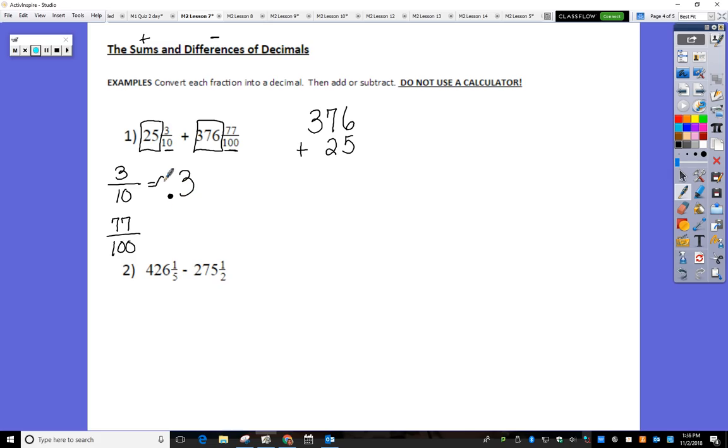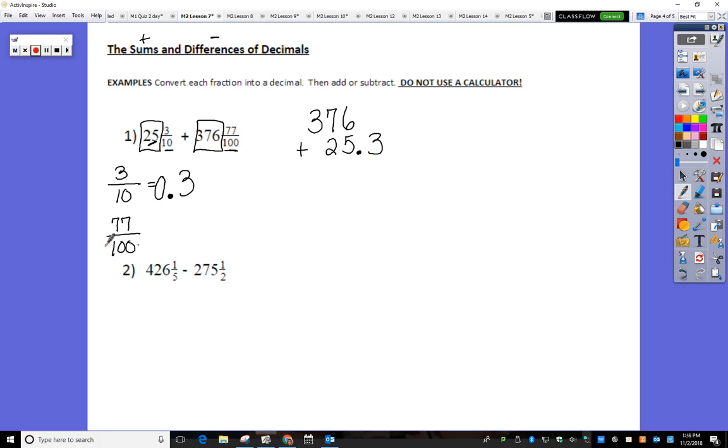Typically I would put a place saver 0 here, but I'm actually attaching this to the whole number, so it would actually be the 25 in front of it. So 25 and 3 tenths can look like a fraction, 3 over 10, or it can be 0.3. So next to the 25, I'm going to attach 0.3 or 3 tenths.